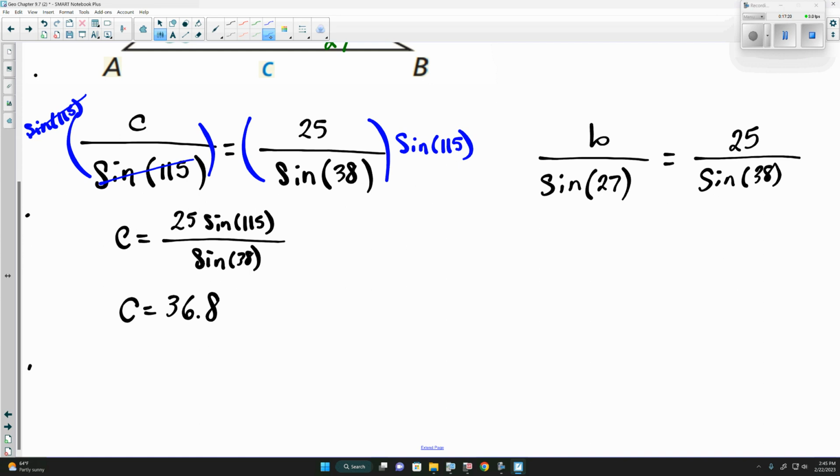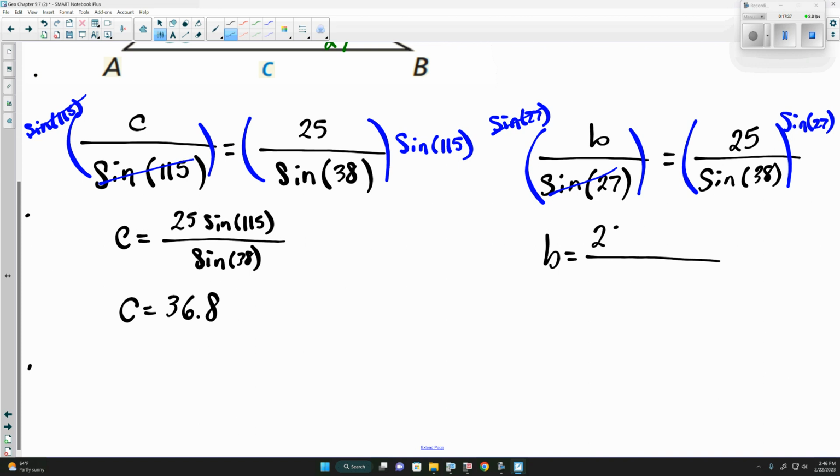This time we're not going to multiply by sine of 115. We're going to multiply by sine of 27, because here the sine of 27 and sine of 27 would cancel, leaving us with b is equal to 25 times sine of 27 over sine of 38.